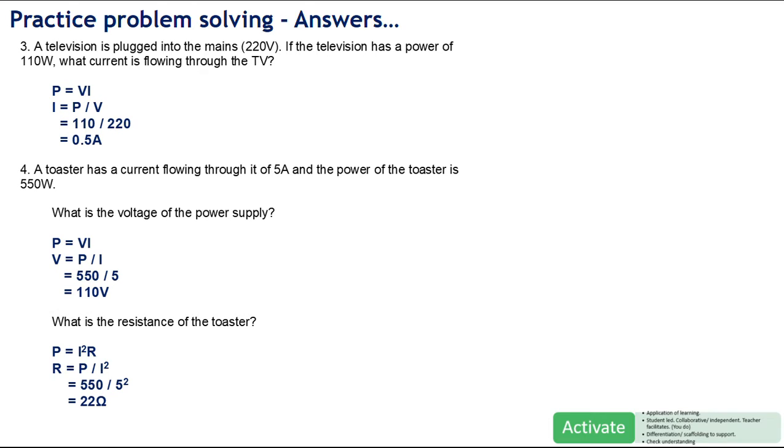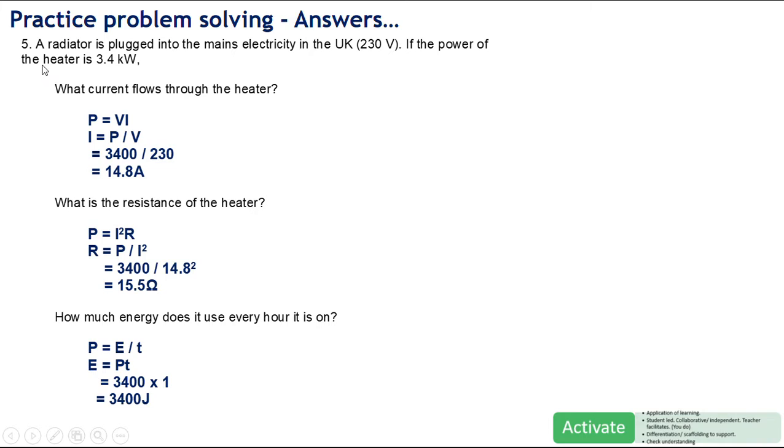Now the 2 tricky ones, or rather number 5 first of all, I do apologise. Straightforward application, first one. Second one we rearrange to make R the subject. And the third one we're asked to find the energy. How much energy does it use every hour? So we know the energy being supplied is 3,400 joules per second, and we multiply it by an hour. Now what's gone on here? How much energy does it use every hour when it's on?